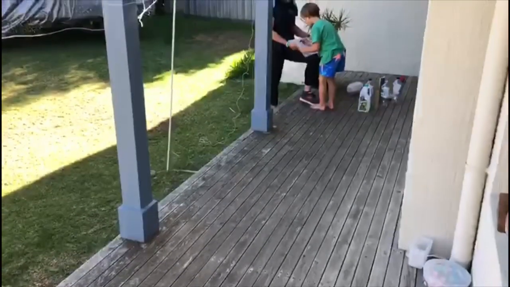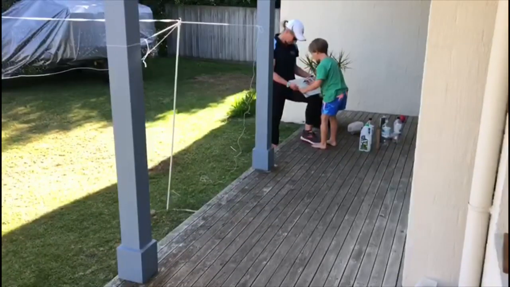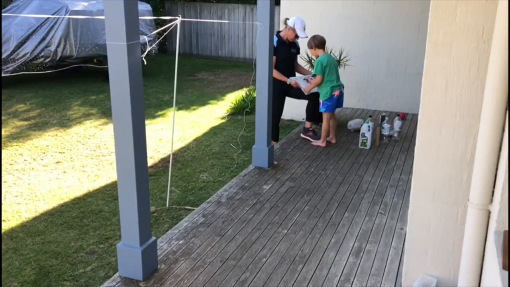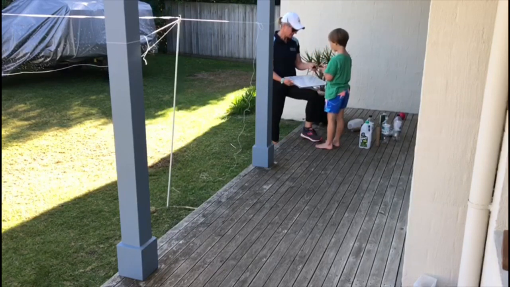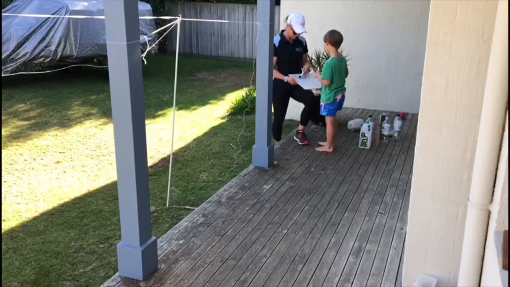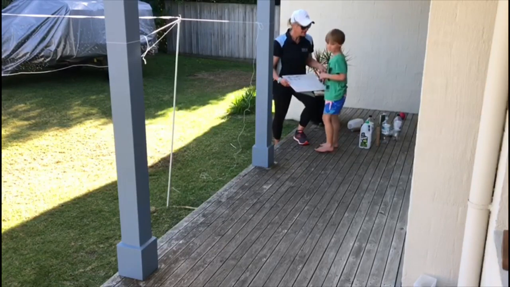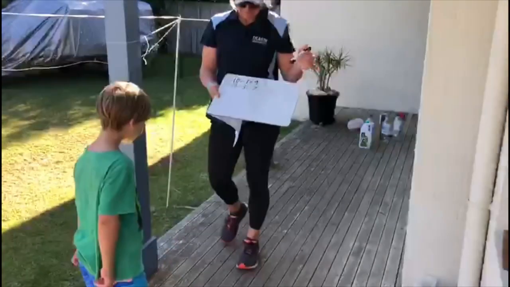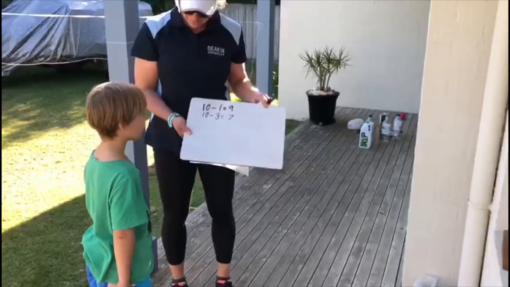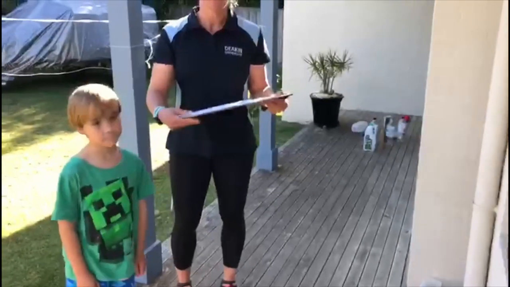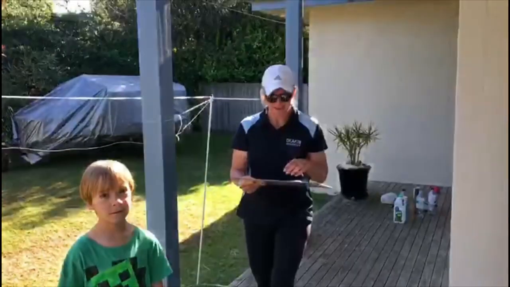10 minus 3 equals 7. Very good. So 7 plus 3 would equal 10. So they're friends of 10, aren't they? 9 plus 1 is a friend of 10, and 7 plus 3 is a friend of 10. Thanks very much for your demonstration, Angus.